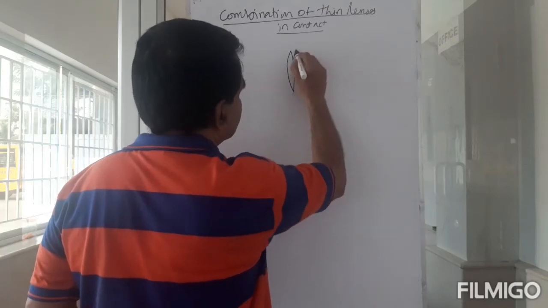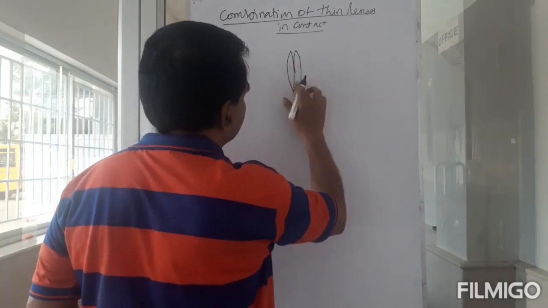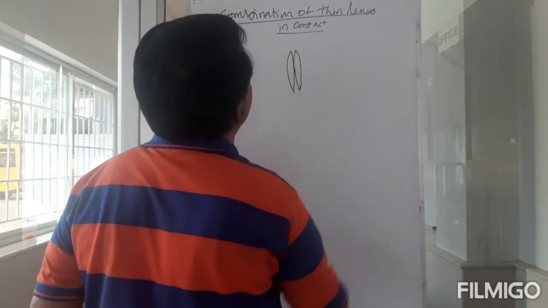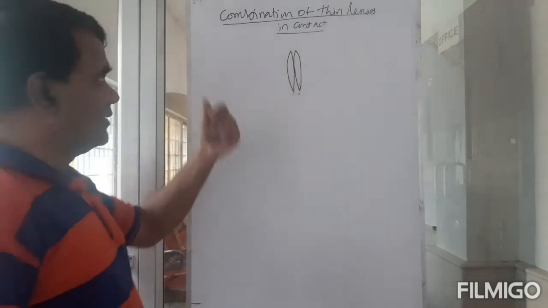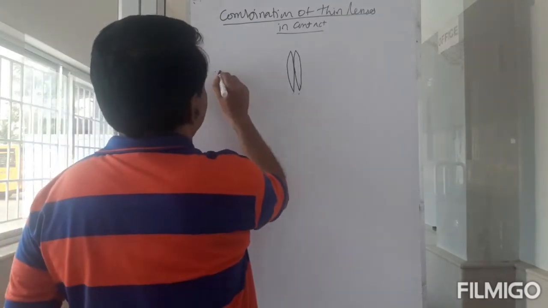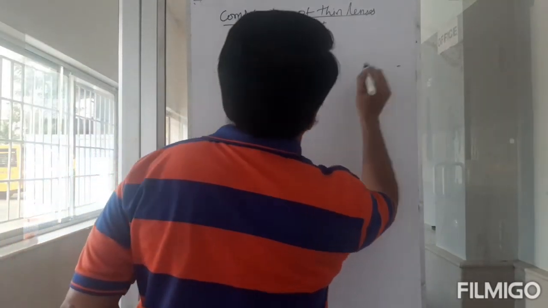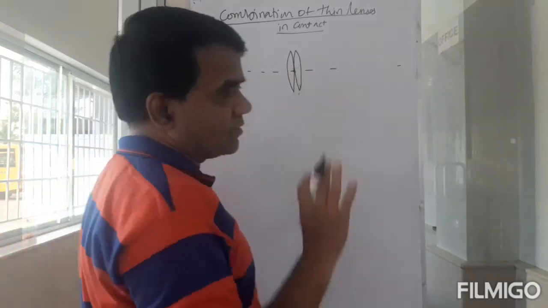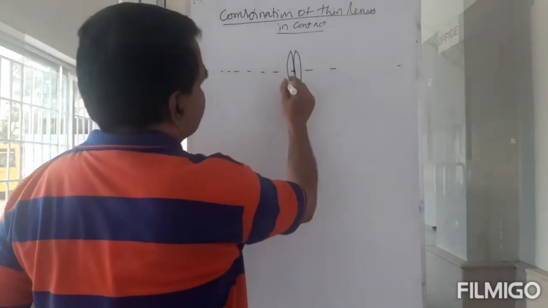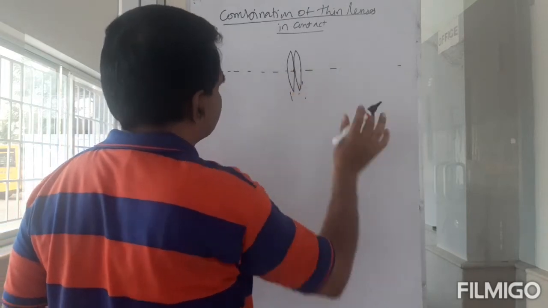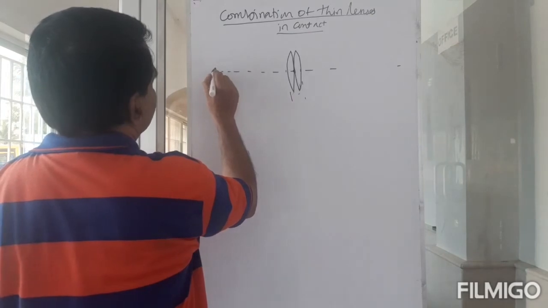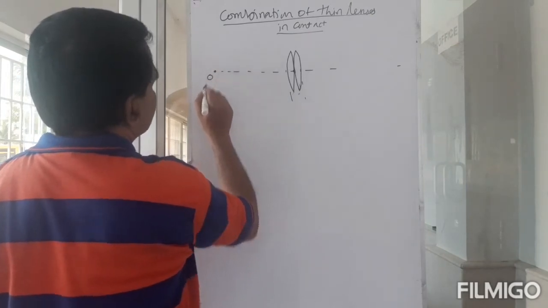In this case I am just taking thin lenses. So this is the axis. Okay. So let me say this is the center. This is the optical center. Very thin. So I can ignore this distance basically. That's what it means. So I keep the object here. So this is my object O.